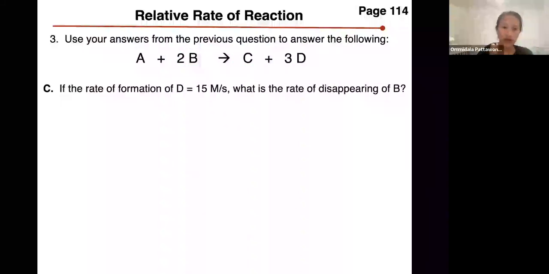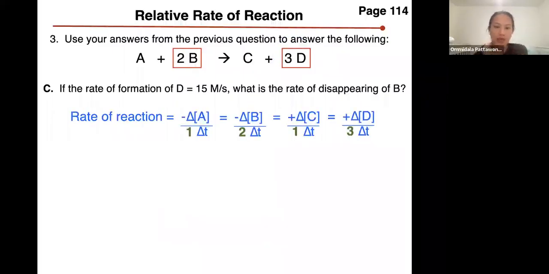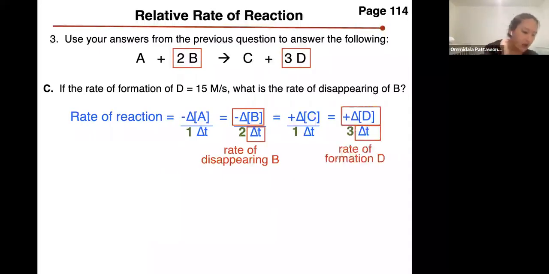Next is giving us the rate of D, asking us for the rate of B. So in this case, you see that every 2 moles of B disappear, 3 moles of D are produced. What does it mean then? I'm going to look at the rate of formation of D. So this is the rate of formation of D, and this is the rate of disappearing of B.